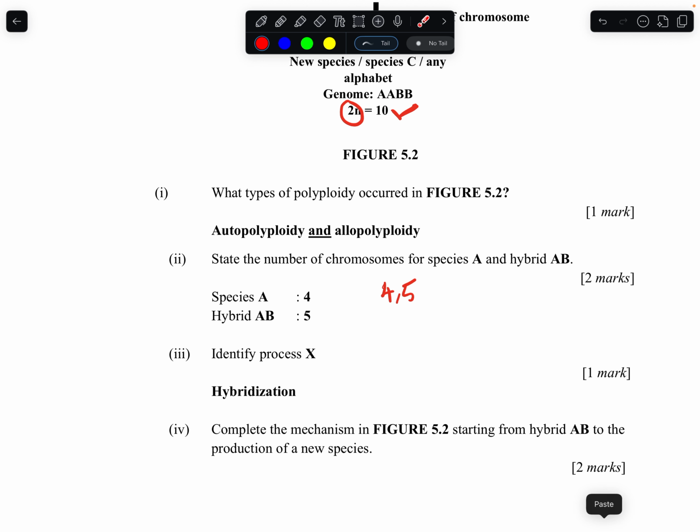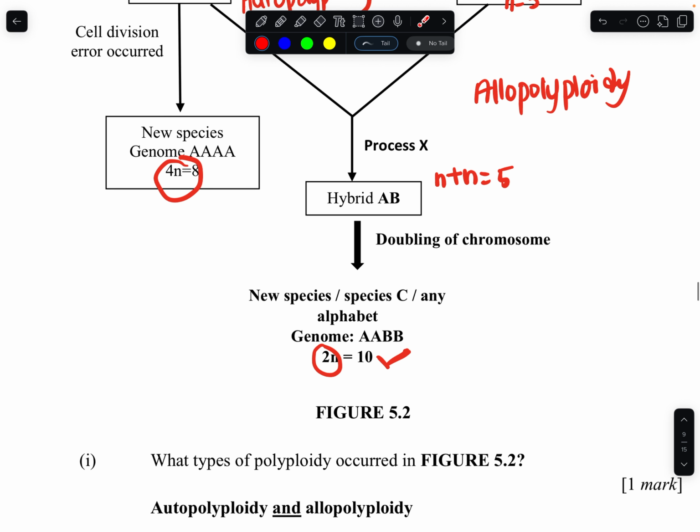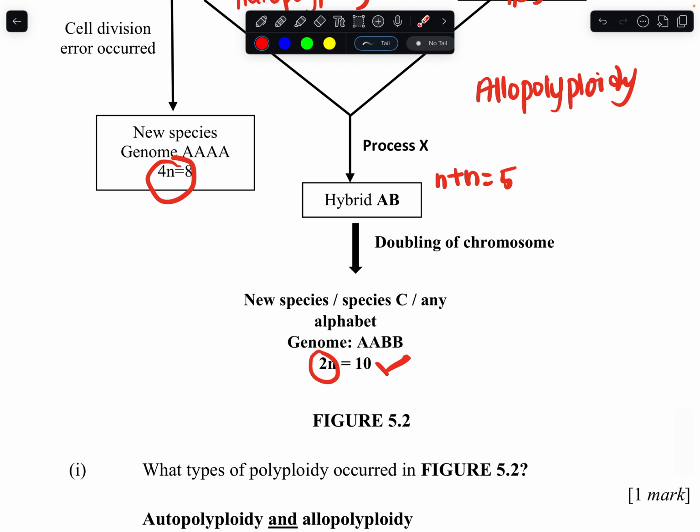Okay. Complete the mechanism in figure 5.2 starting from hybrid AB to the production of the new species. From hybrid AB to the production of new species. So hybrid AB, kamu kena tulis doubling of chromosome ataupun chromosome doubling. Pastikan darab 2. So maksudnya 5 darab 2, 10. And then this one, of course, now dia ada pasangan, dapatlah 2n.